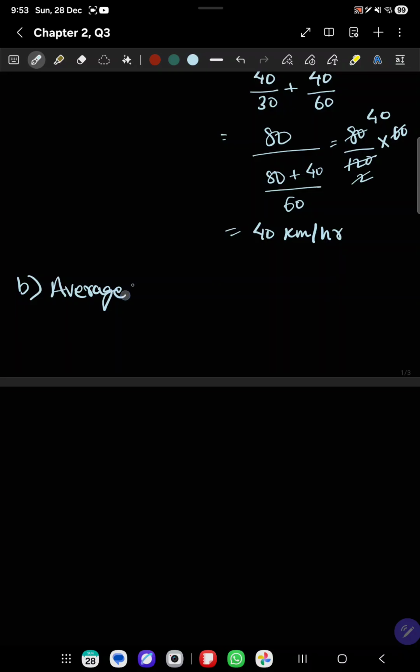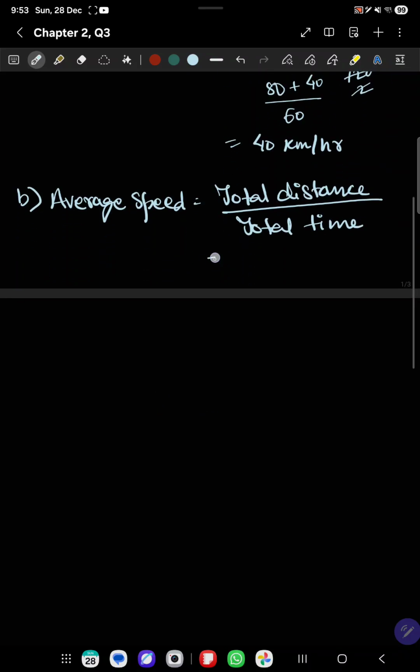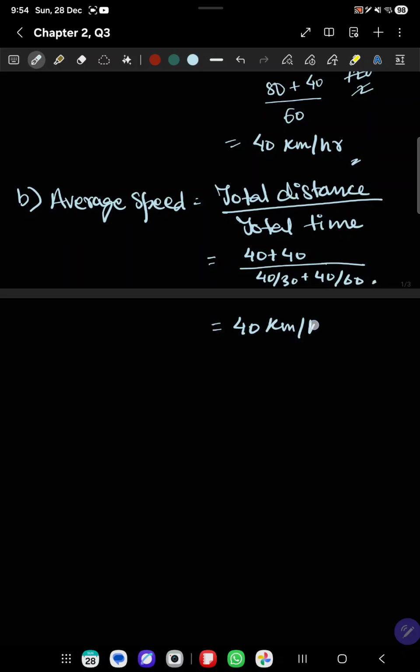For average speed, we know it is total distance upon total time. So here, since it is again moving in the same direction, we can write 40 plus 40, and total time again 40 upon 30 plus 40 upon 60. So this will give the same value as above, which is 40 kilometer per hour.